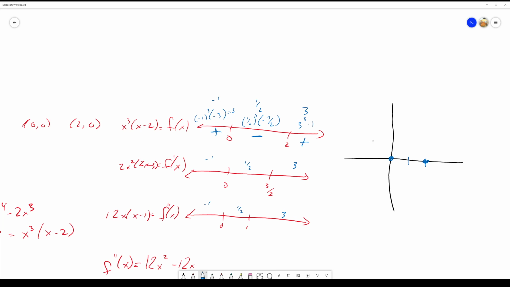And it's going to cross them at both. So it's going to be positive over here, then negative down here, and positive up here. But I can use this information to figure out when it's increasing and decreasing. All right, so let's plug negative 1 into my function.